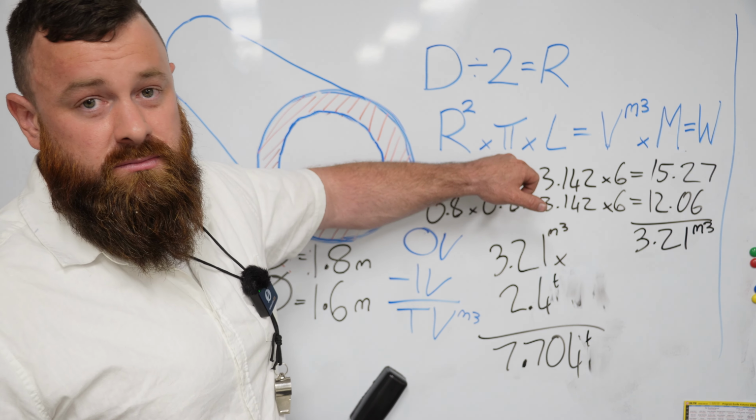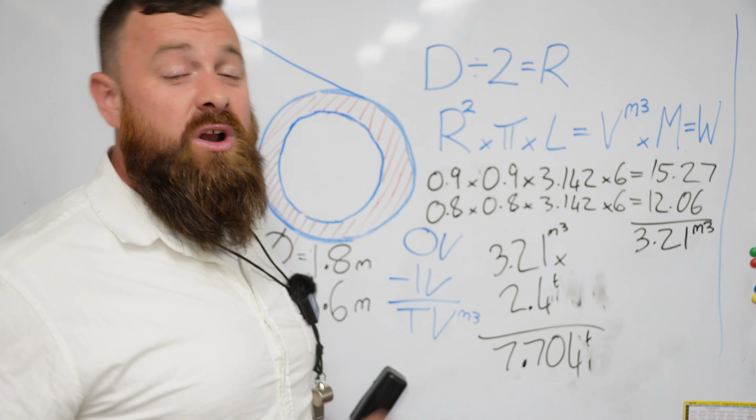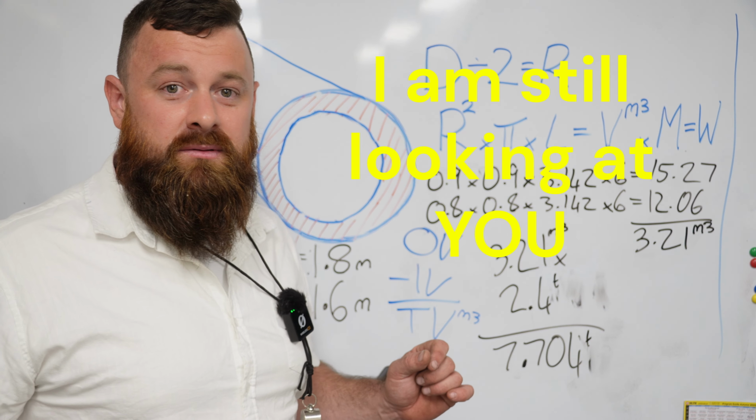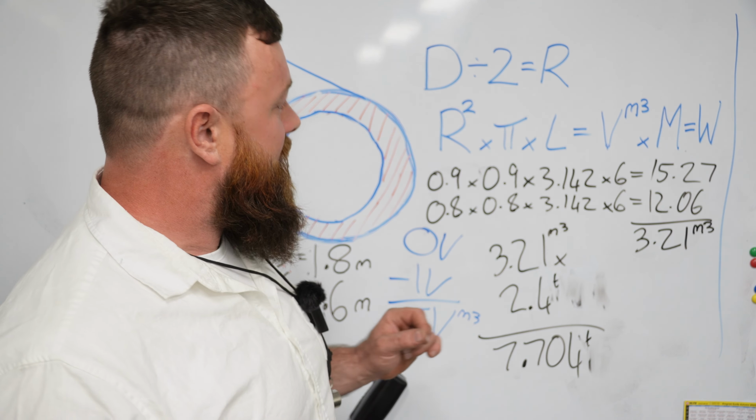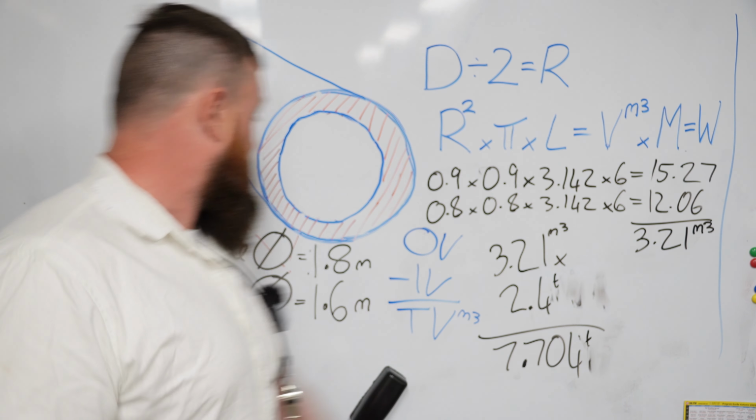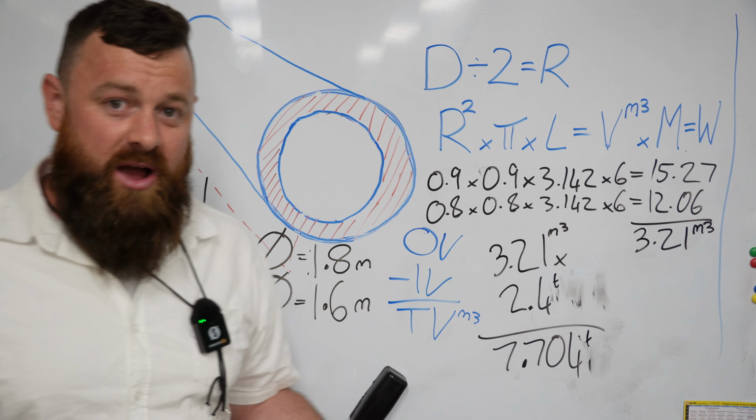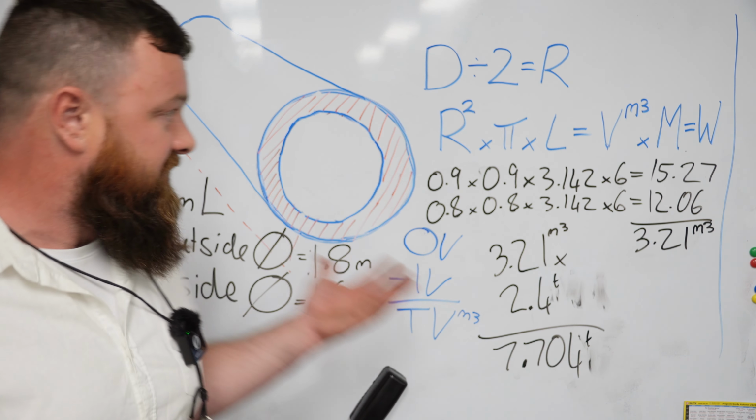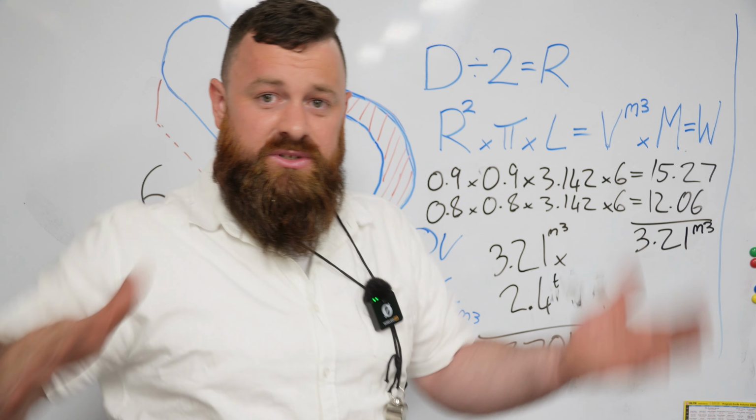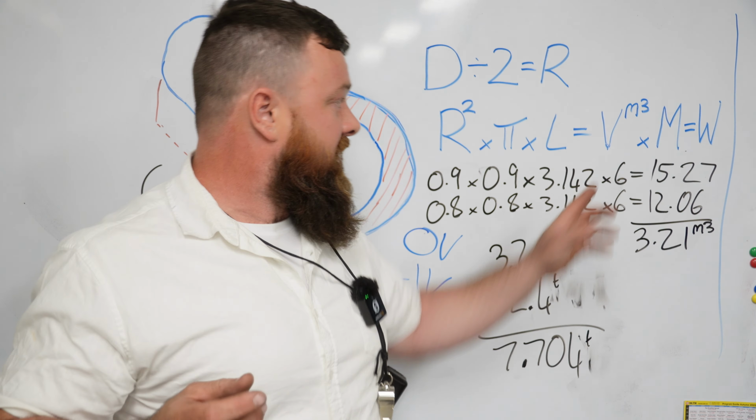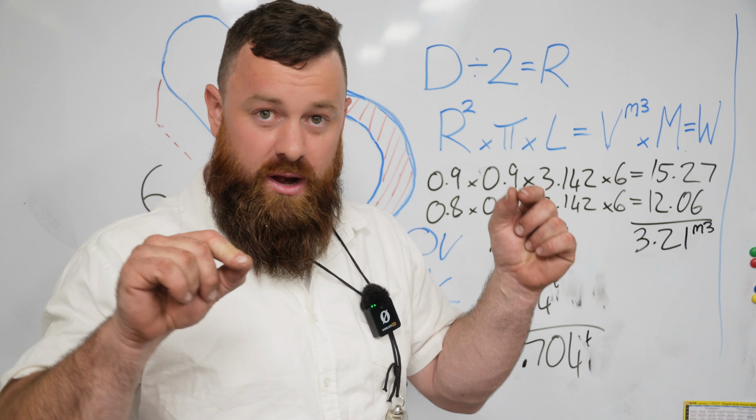What's that symbol? That's right, it's pi. And what is pi worth? Yes, 3.142. And then L for length. Our length is given to us here at 6 meters. If we need to, get a tape measure out and measure something. And then V, which stands for volume, the physical size of an actual object, and we measure volume in cubic meters, or meters cubed.